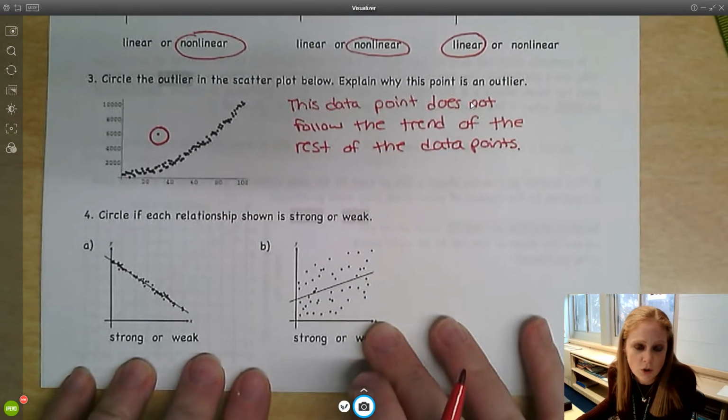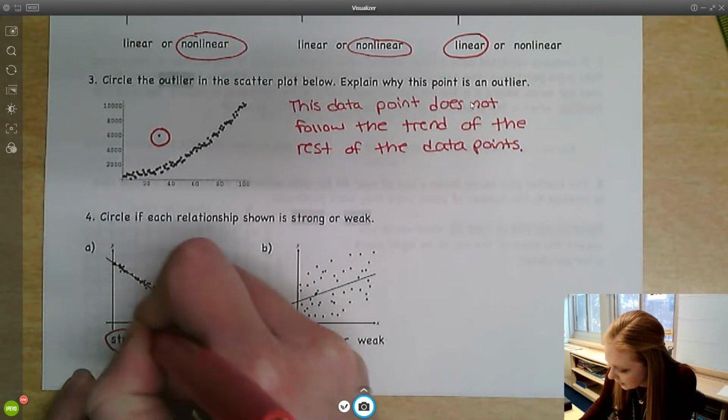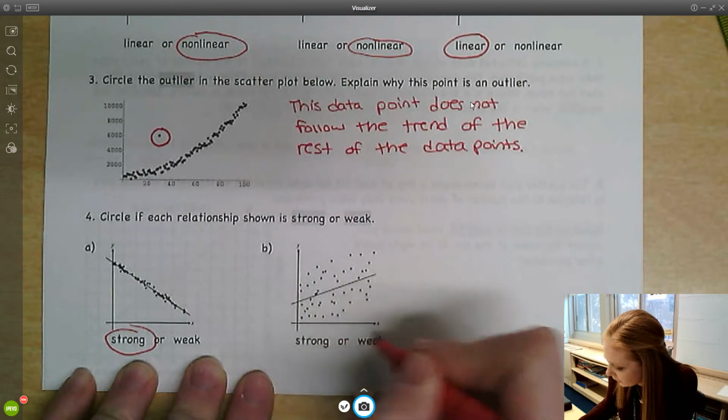Circle if each relationship shown is strong or weak. So strong is when all those data points are really close together, and weak is when they are more spread out from that line of best fit.